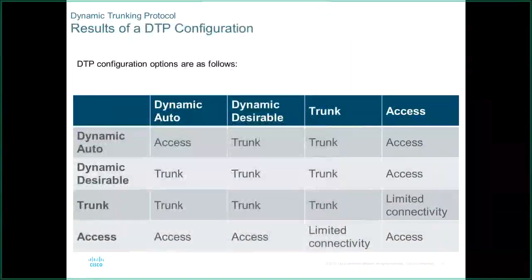So from this table you can see what combinations will give you what. So dynamic auto and dynamic auto will give you an access port, not a trunk. Just read it across to get the combinations and what the result will be. If you cannot remember this table, do not use Dynamic Trunking Protocol on your ports, because you may not get the result you want.